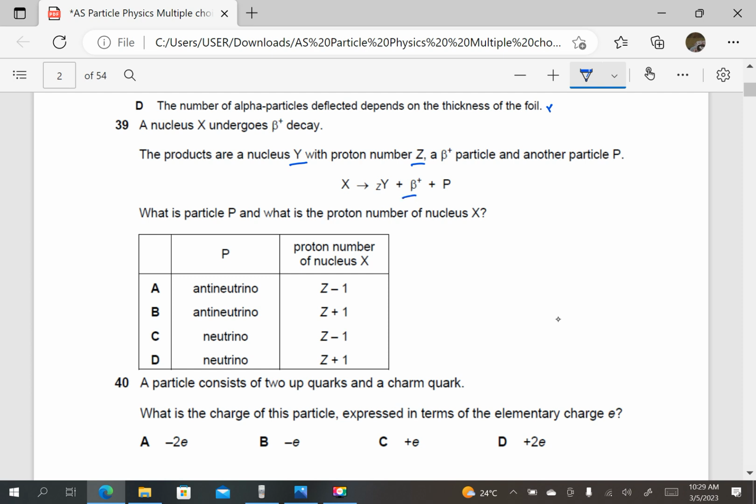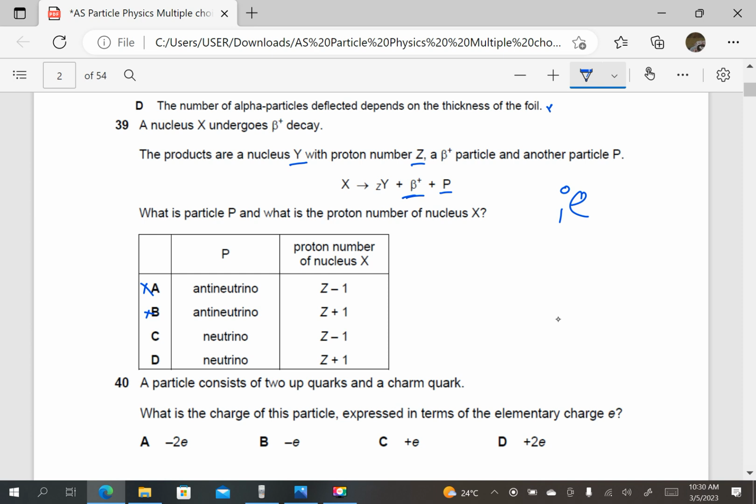Because a positron is an antiparticle, it is accompanied by a particle which is a neutrino. So we eliminate A and B because P is mentioned as an antineutrino, yet it is supposed to be a neutrino. Then beta plus is written as e, 0, 1. So it means Z must have increased by 1.